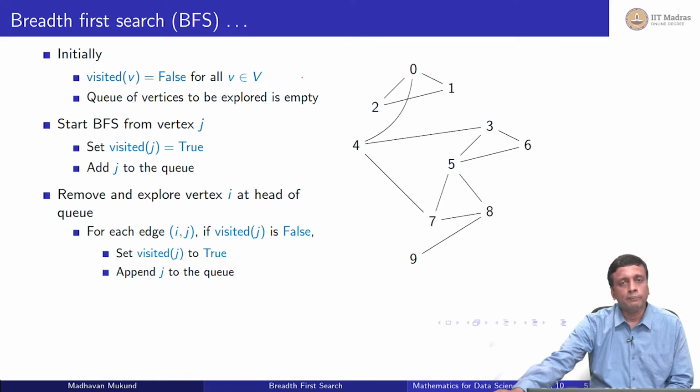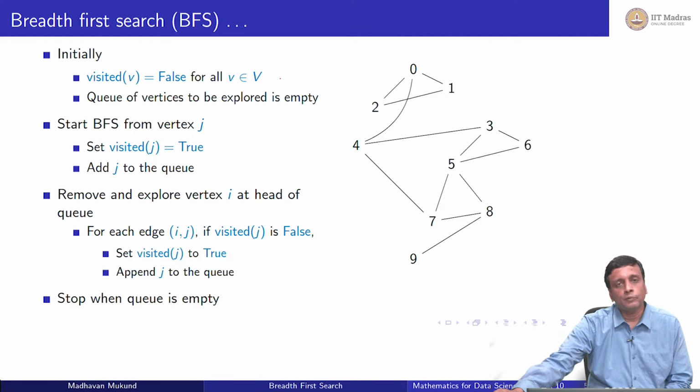And now what we do repeatedly is we keep removing the vertex at the head of the queue. So this queue, as I said, is a line of vertices waiting to be explored. So we pick up the next one which is waiting, which is at the head of the queue, the front of the queue, and explore it, right? And exploring it, as we said, is to check whether its neighbors have been visited or not. So if a neighbor has not been visited, we mark it as visited and put it in the queue.